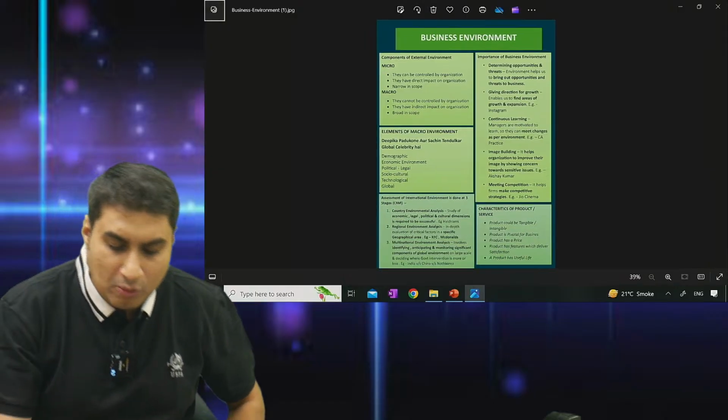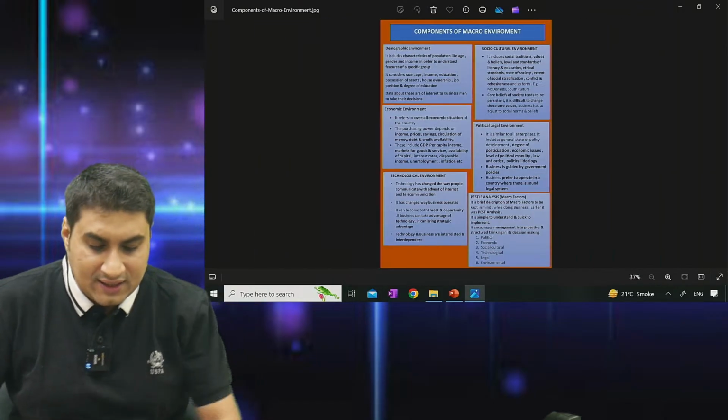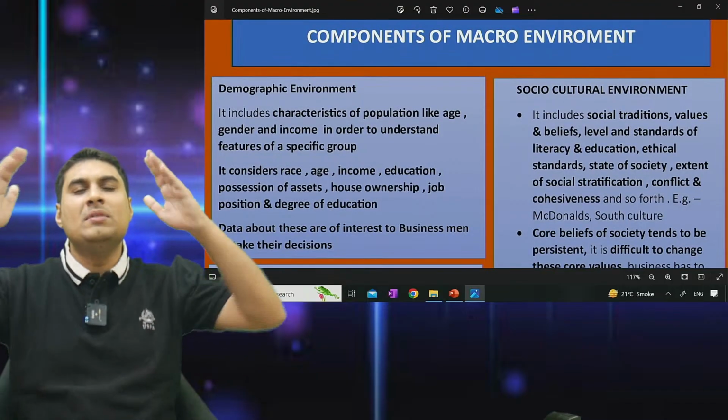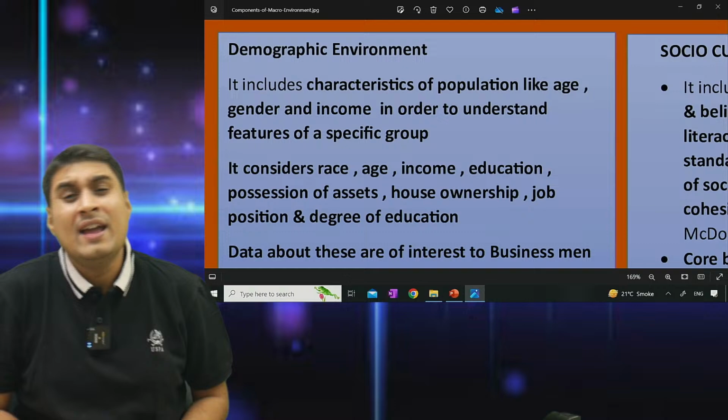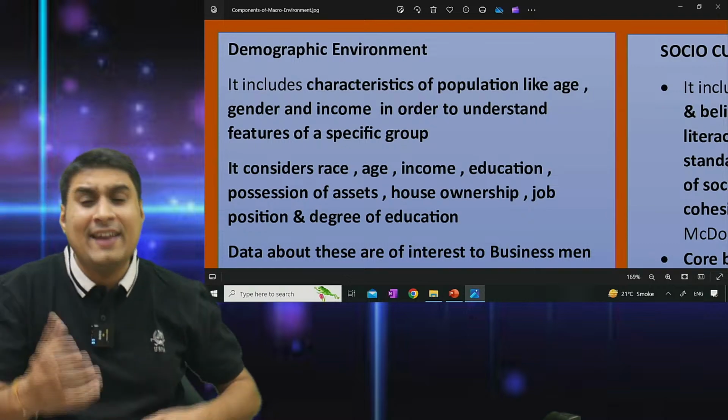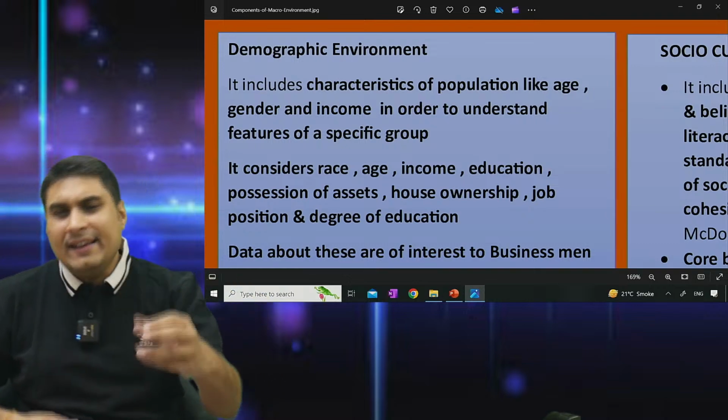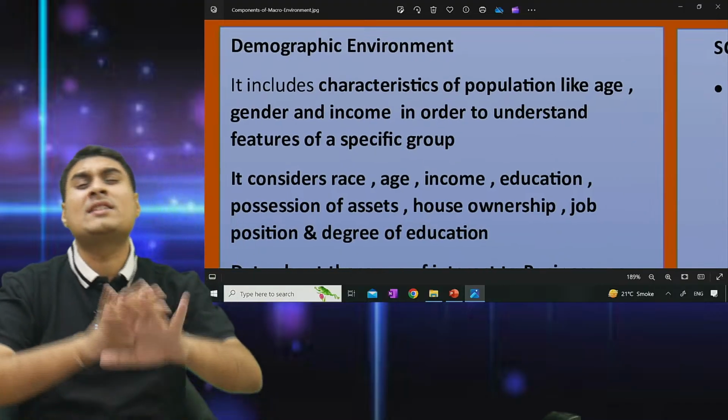In our syllabus, we have macro in detail. So let's start right away. Macro has a lot of points. Stay tuned. Amazing lecture. Demographic. What do you mean by demographic? Characteristics of population, age, sex, caste, creed, income, all this is known as demographic.